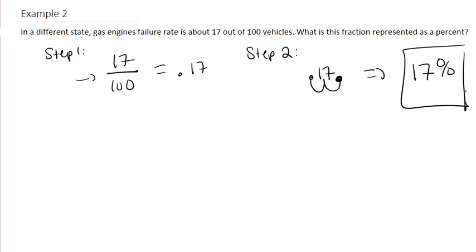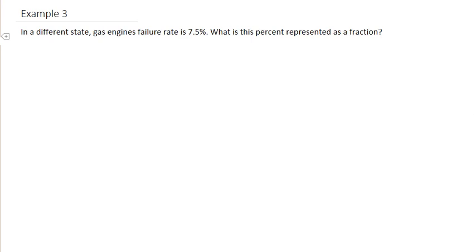So let's do one final example. Example 3. In a different state, gas engine's failure rate is 7.5%. What is this percent represented as a fraction? So we take the 7.5%, and what we first do is put it over 100.